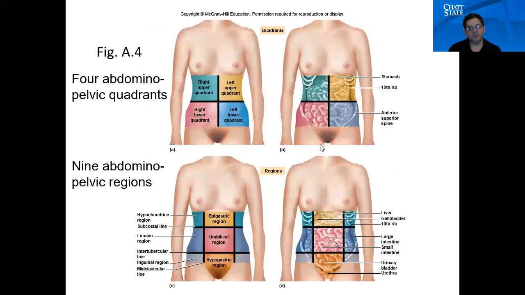Real quick on the quadrants and regions, just know how to play with those regions, knowing that epigastric is superior to umbilical, lumbar is lateral to umbilical, hypogastric would be inferior to umbilical, for example. Just relate it like that. And we went over the organs already, so that's great. You got all that straight. So don't get your right and lefts mixed up, of course. It's always the patient's right. Never, ever your right and left. It's always the patient's right and left.